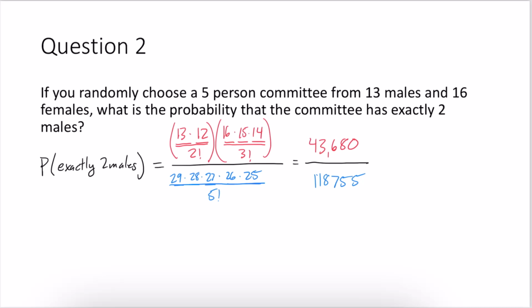So once I've got the number of favorable outcomes, or the number of ways I could get a committee with exactly 2 males, as well as the number of possible ways I could choose a 5-person committee, then I just divide those results to find the probability. And when I do that, the probability ends up being 0.3678. And the decimal keeps going, but I'll just round it to there. And basically that tells me that it's about 36 to 37% likely that you would choose a 5-person committee that has exactly 2 males on it. So that's how you would do question 2.